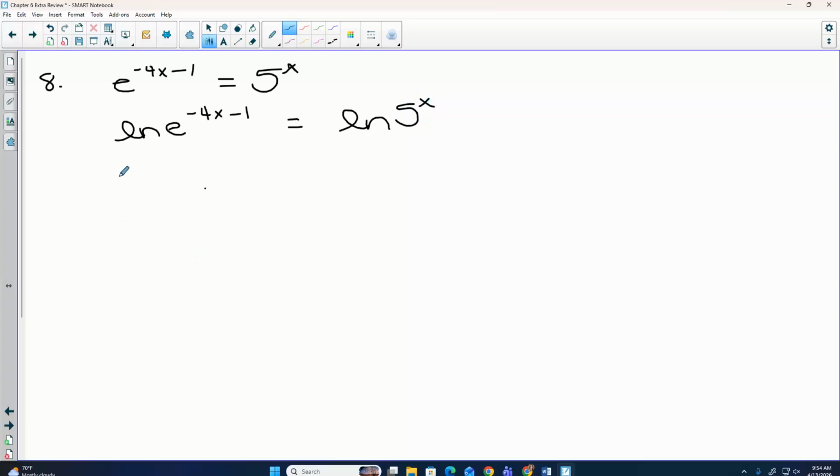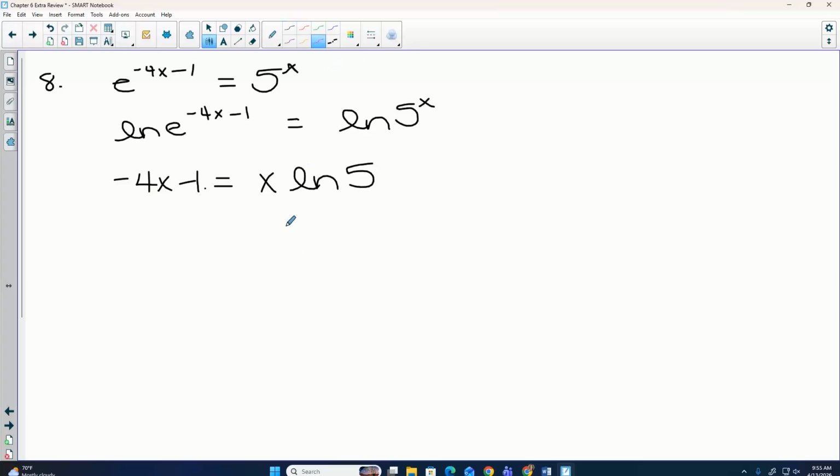Okay, properties of logs. When you have a natural log and an e, what happens to that? They cancel. And the exponent comes down. So that's why the natural log was so nice here. In this one, the x comes down, so we just have natural log of 5.